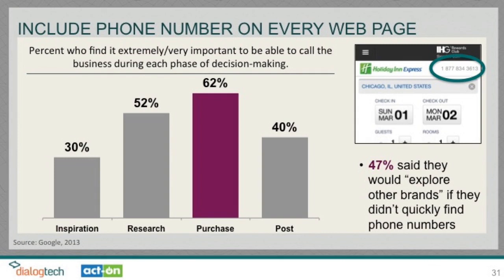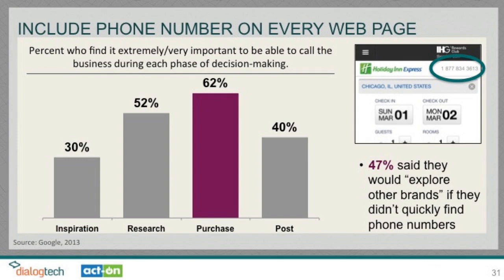You can see from the stats to the left that people find it extremely important to be able to call businesses during each phase of the decision-making process. So the stat that obviously stands out is that when people are ready to make a purchase, a high percentage of people want to be able to call a business during that time. But even if they're just beginning the purchasing process on the customer journey, whether it's the inspiration stage or the research stage, they still want to be able to call you.